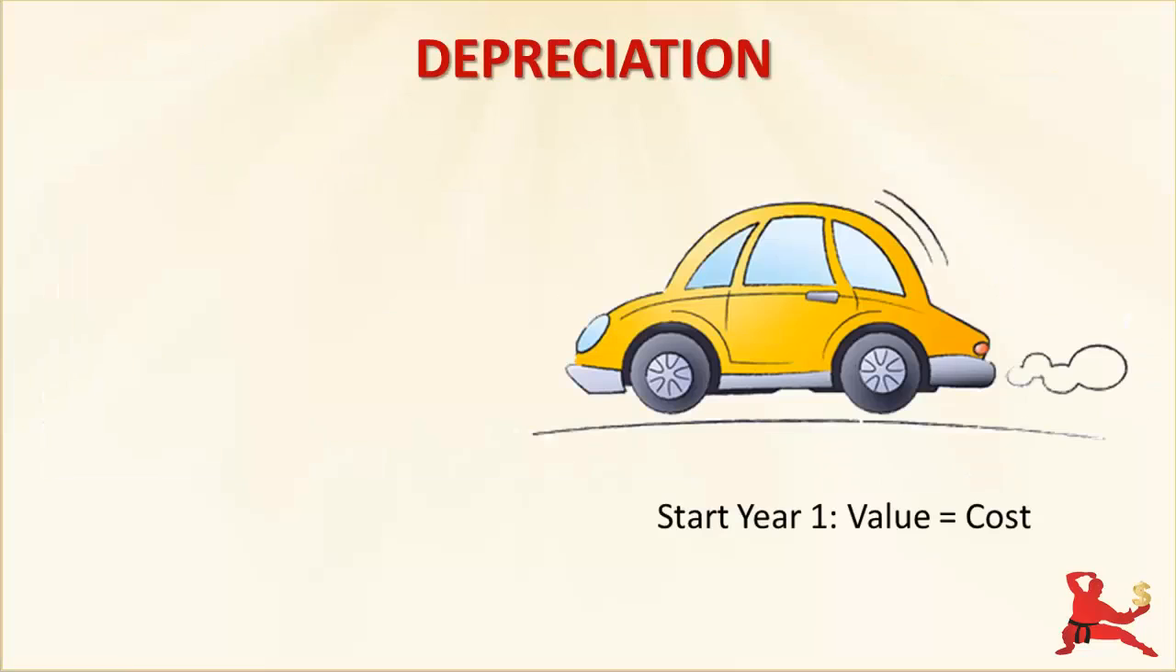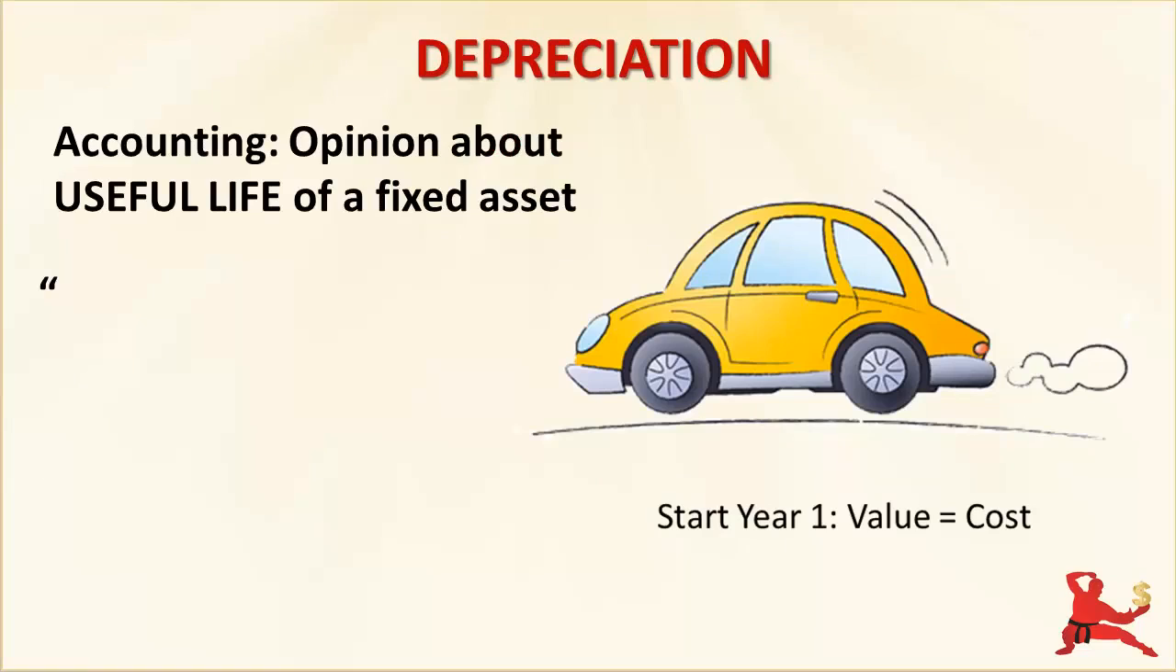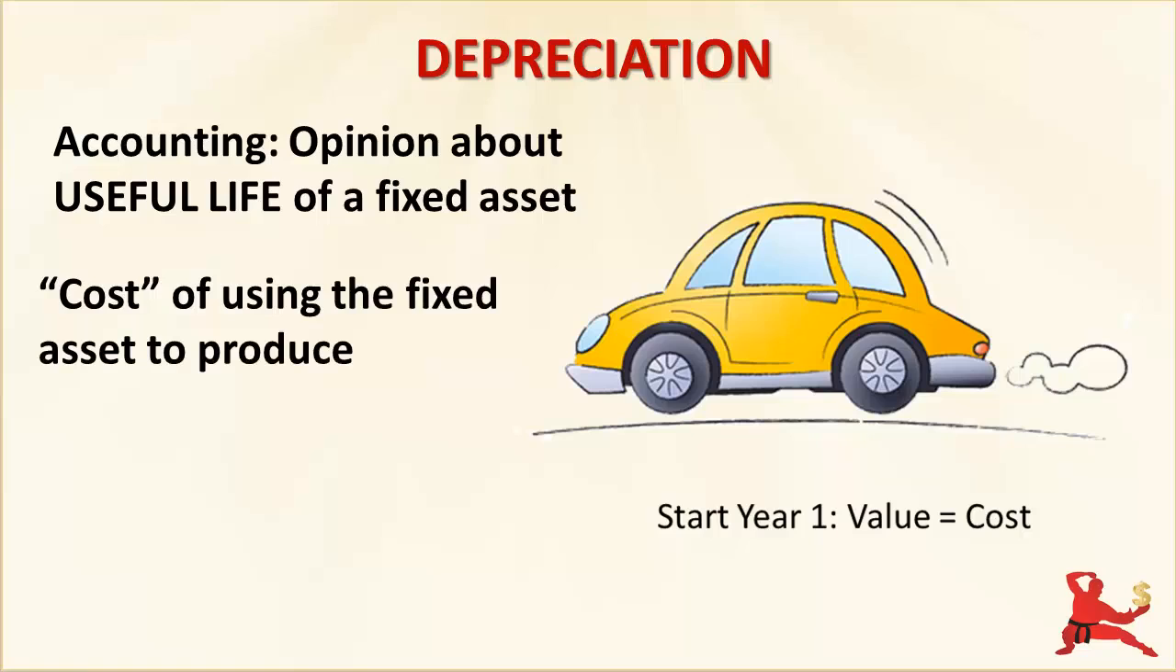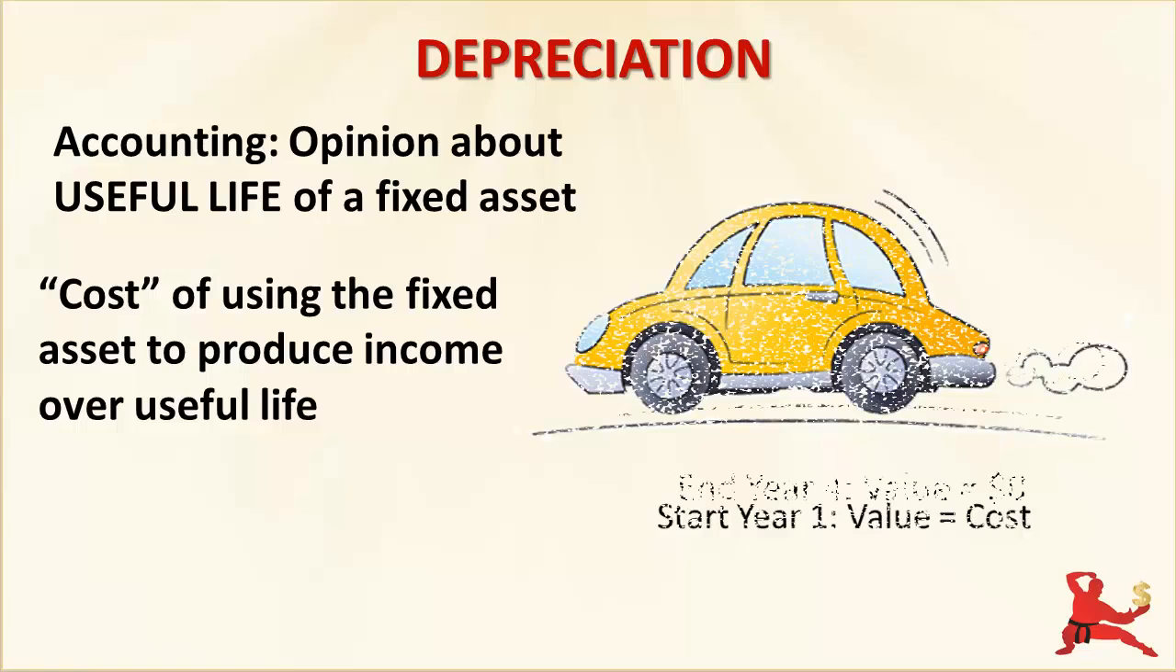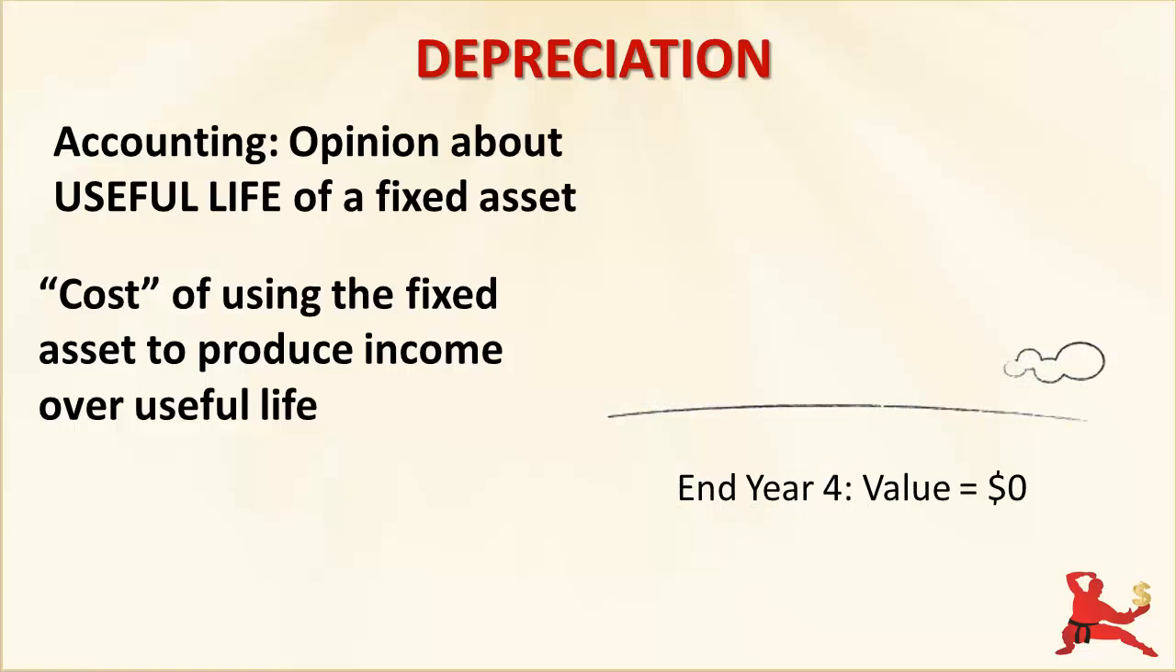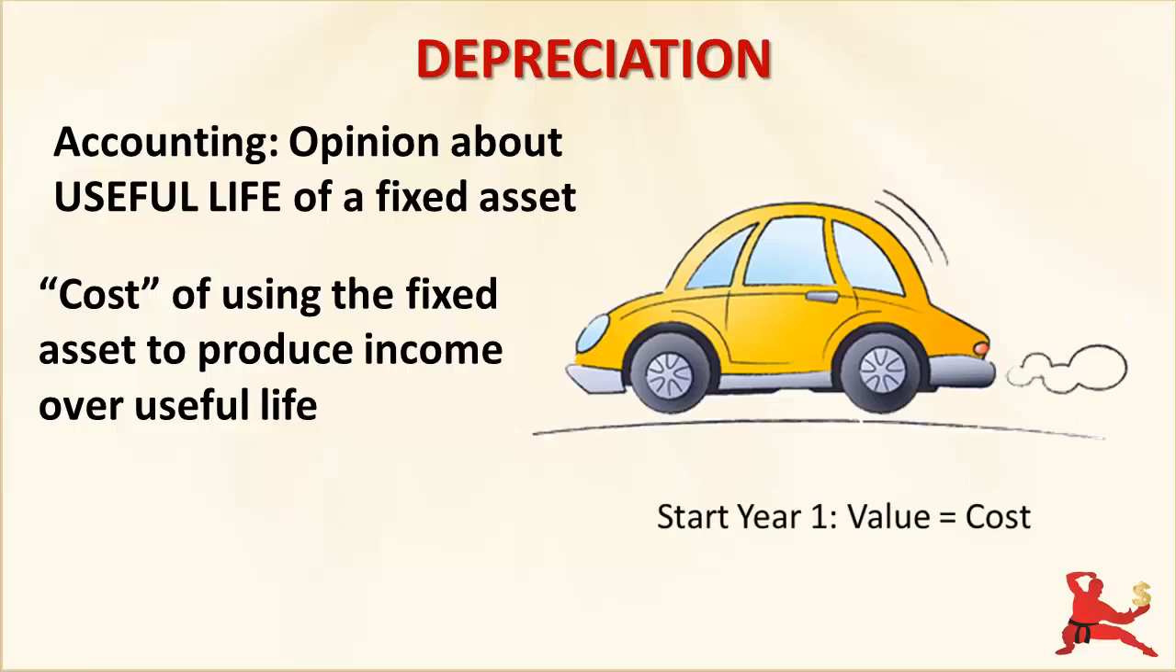In accounting, there is a concept called depreciation of fixed assets. Depreciation reflects the cost of using the fixed asset to produce income over the asset's useful life. Most fixed assets, apart from land, have finite useful lives. The useful life for the different types of assets are usually set out under the tax rules. For this example, let's assume the car has a useful life for accounting purposes of 4 years. It doesn't matter that the car is perfectly usable after 4 years. From the accounting standpoint, the car is worth nothing after 4 years.